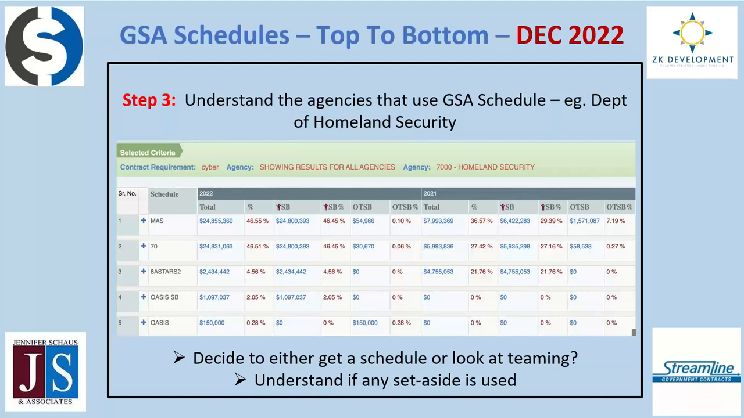So you would delve further into understanding not only what the requirement of that task order was, who's winning that contract, and when it is expiring. And you might just decide that, hey, this is where I am happy with a teaming or a subcontracting relationship. Also, as you're delving into an agency, understand if any set-asides were used or if any of those contracts were awarded as sole sources.